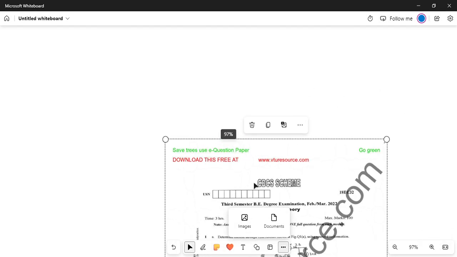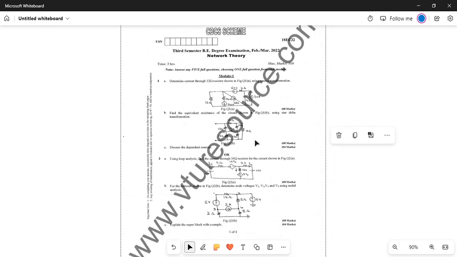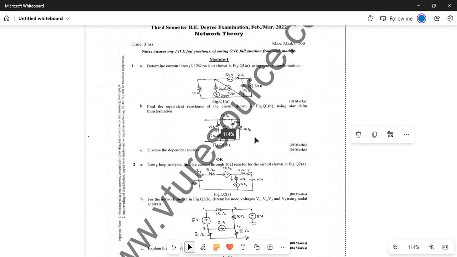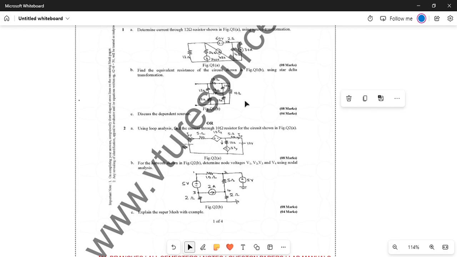So here you can see with respect to nodal analysis, a question is asked. So this is one question with nodal analysis. Okay, so I'll just do this question without fail for you, because there is no connection here. What has happened here, look.